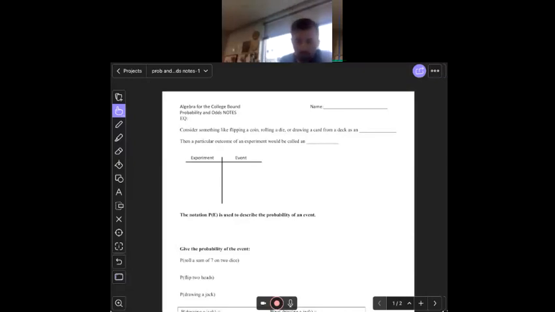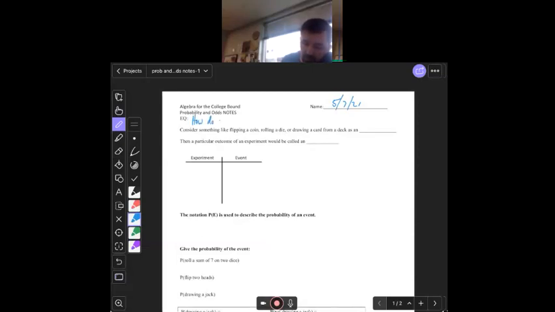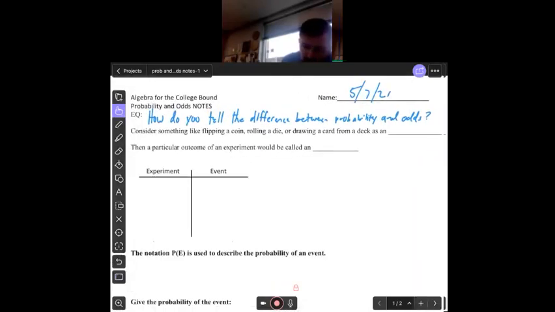Okay, so the essential question for today is, how do you tell the difference between probability and odds? They are very similar terms and they're very often confused for one another. How do you tell the difference between probability and odds?